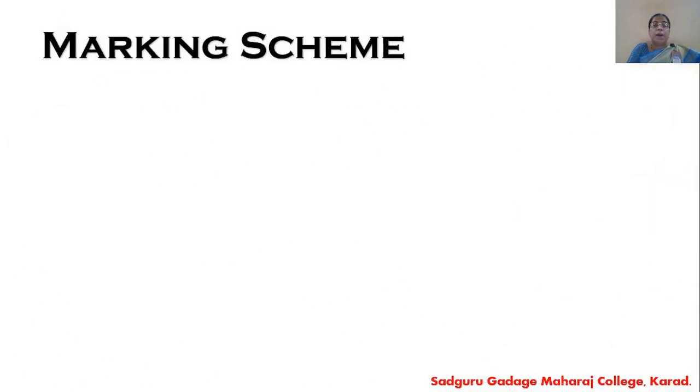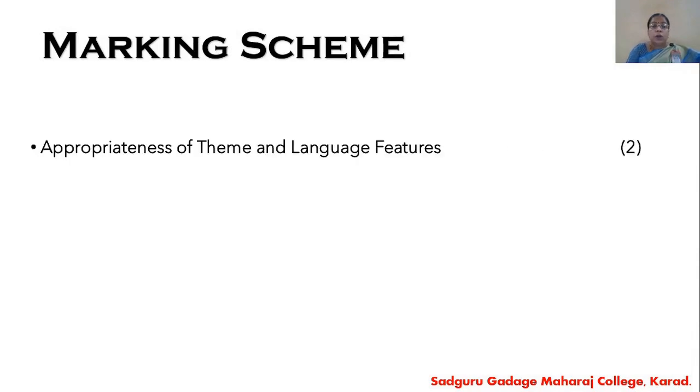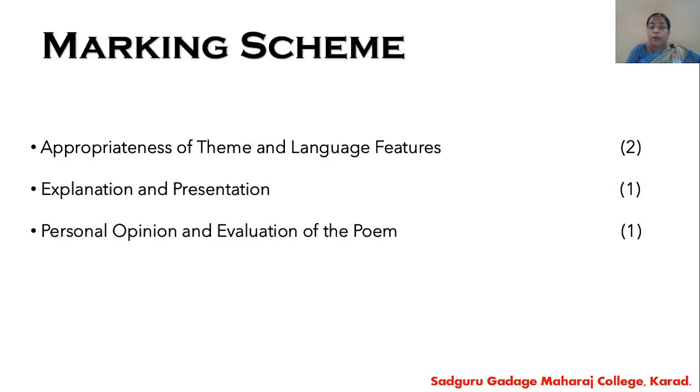Let us see marking scheme for appreciation of the poem. 2 marks are for appropriateness of theme and language features. 1 mark is for explanation and presentation. 1 mark is for personal opinion and evaluation of the poem. There are totally 4 marks for the appreciation of the poem.